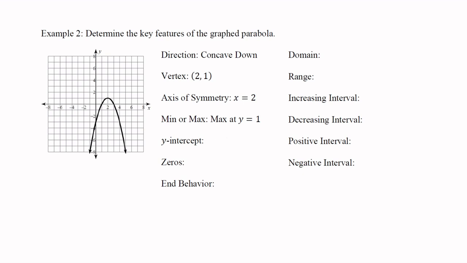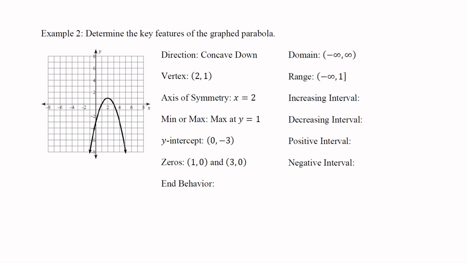Our y-intercept is at (0, -3). We have two zeros, one at (1, 0), and the other at (3, 0). Our domain is -infinity to +infinity. That's not going to change. Our range goes from -infinity up to the y value of 1.